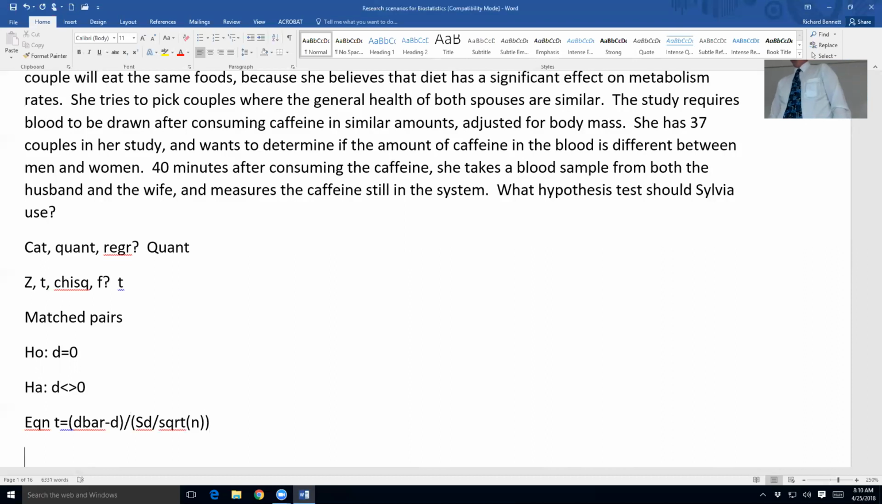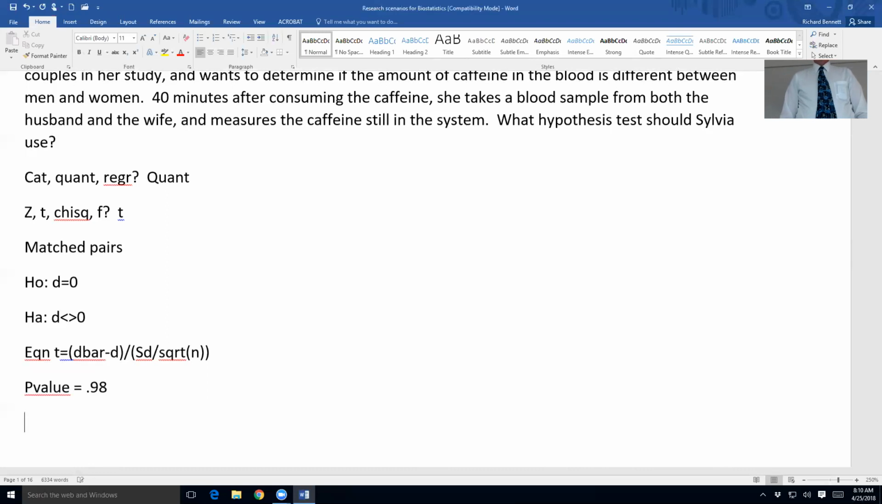Okay. All right. So we get a p-value that equals 0.98. Ramiro, reject or do not reject? P-value is 0.98. Do not reject. And therefore your conclusion is there's not enough evidence that a difference between.